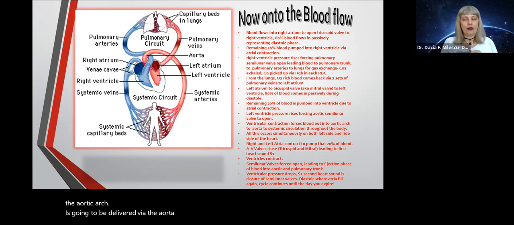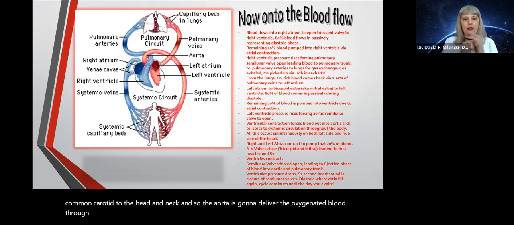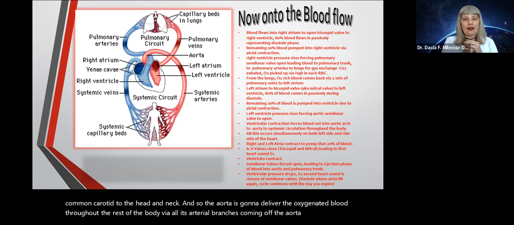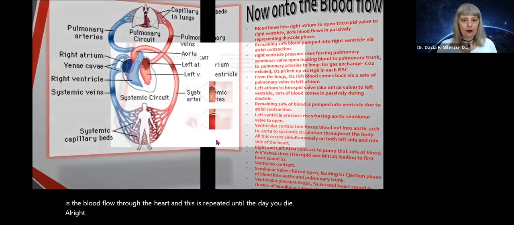And if it's head and neck, it's going to be delivered via the common carotid to the head and neck. And so the aorta is going to deliver the oxygenated blood throughout the rest of the body via all its arterial branches coming off the aorta. And that there is the blood flow through the heart. And this is repeated until the day you die. All right, hope you enjoy that.